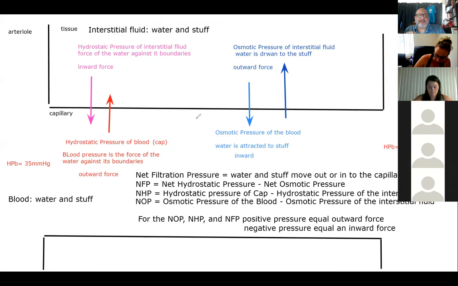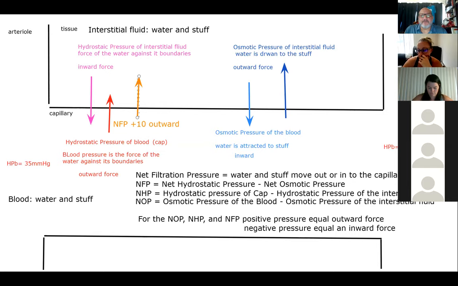At the arterial end of our, what color should we use for this? Let's use orange. At the arterial end, we have a positive 10 net filtration pressure, and that tells us that this is an outward force. So at the arterial end of our capillary, we have an outward movement of materials. Water and oxygen and nutrients and all of those things are released from the capillary into our interstitial fluid. Okay?